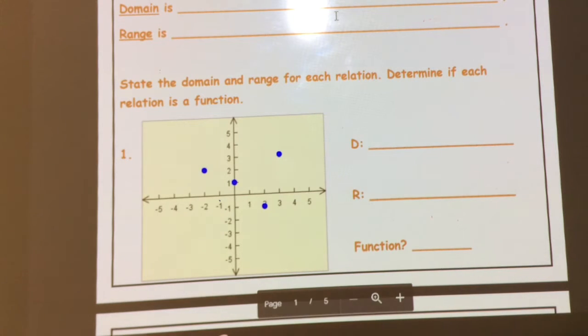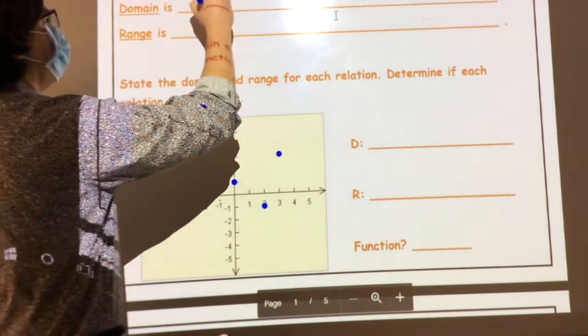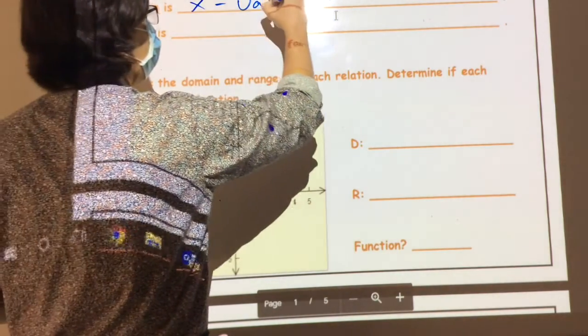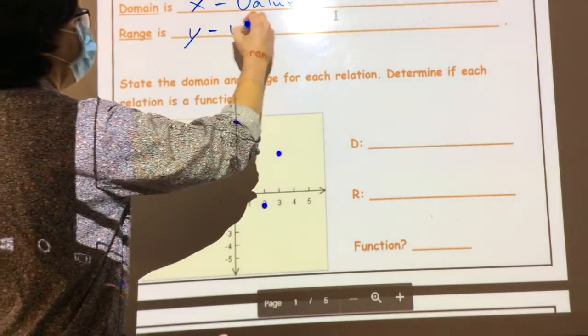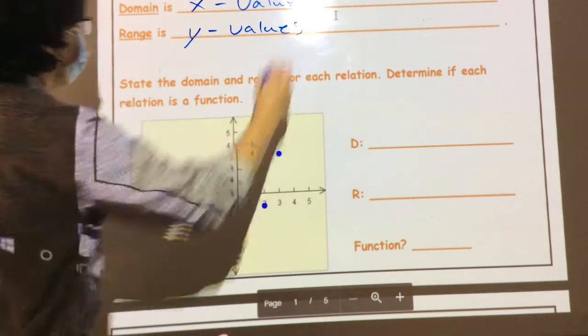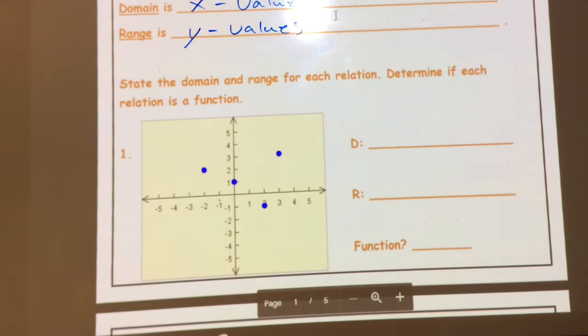All right, so it says, quick review. Domain is, what is domain? Somebody raise their hand and tell me, what does domain mean? Bennett. It is the x values. Okay? And Luke, tell me, what is the range? All the y values. Very good. Now it says, state the domain and range for each relation.